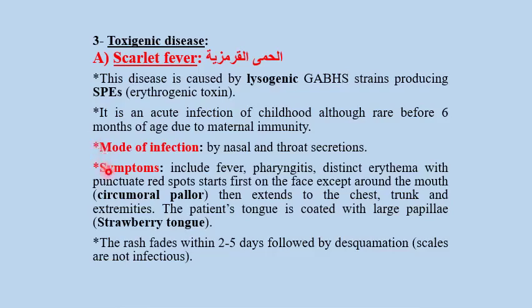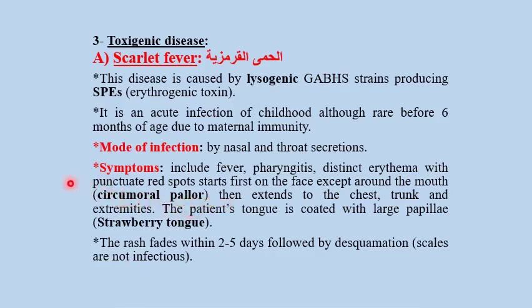نشوف الsymptoms. The symptoms include fever, pharyngitis, يعني it begins as if it is a strep throat عادي. بعد كده يبتدي يظهر الراش. الراش بقى distinct erythema احمرار with punctate red spots. يبقى الراش هنا هيبقى punctate منقط. Starts first on the face ودي حاجة characteristic the way the rash starts on the body. It starts first on the face except around the mouth. And in this case we call it circumoral pallor.